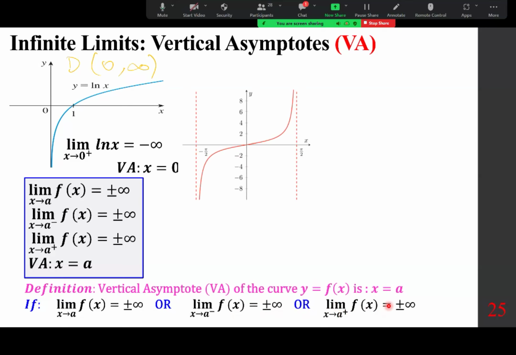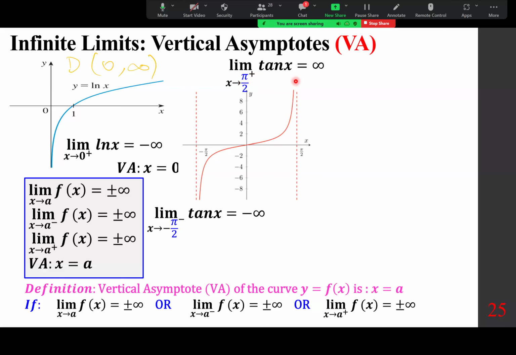infinity. One of the functions we know is y equals tan x. This is y equals tan x. And as you can see, for this function, the limit of tan x as x approaches negative pi over 2 from the left is negative infinity. So that means x equals minus pi over 2 is a vertical asymptote. We can see the limit of tan x as x approaches pi over 2 from the right is infinity. And that means x equals pi over 2 is also a vertical asymptote.